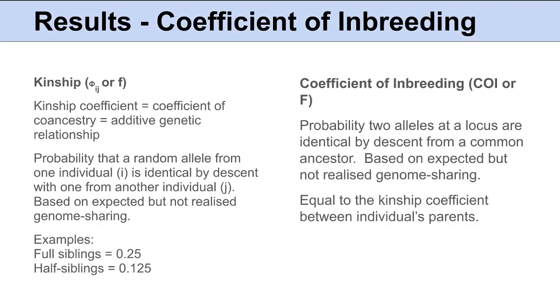And the coefficient of inbreeding, or what we know as COI, is the probability that 2 alleles at a locus are identical by descent from a common ancestor. It's based on expected but not realized genome sharing. Again, similar to kinship. But what COI really is, it's equal to the kinship coefficient between an individual's parents. And just for some examples, full siblings would have a kinship of 0.25, but half siblings would have a coefficient of 0.125.